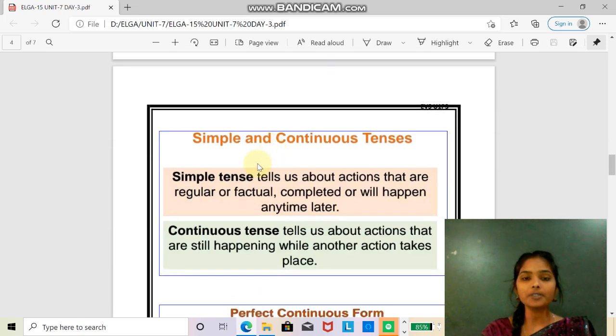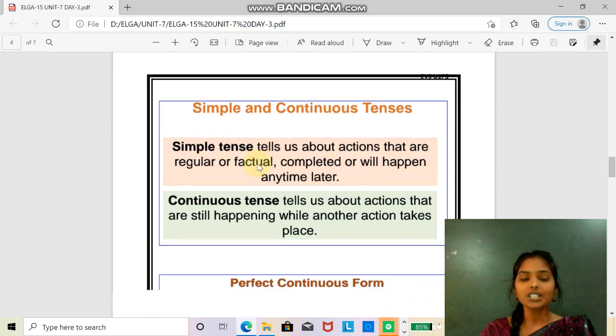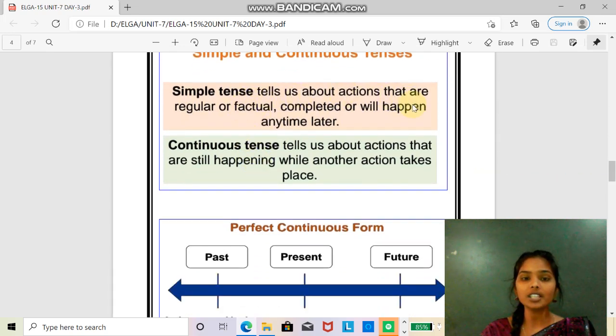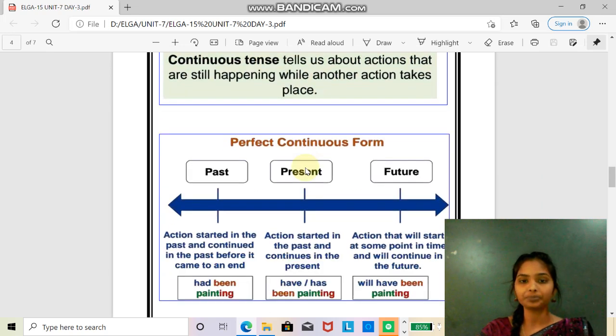Let's learn the difference between simple and continuous tense. Simple tense tells us about actions that are regular or factual, completed, or will happen anytime later. These are facts or regular things which will happen anytime later. That is simple tense. When it comes to the continuous tense, it tells us about actions that are still happening while another action takes place. It is happening until another action takes place. The actions happen at both times. As we know, we use "while" when the actions are happening at the same time.